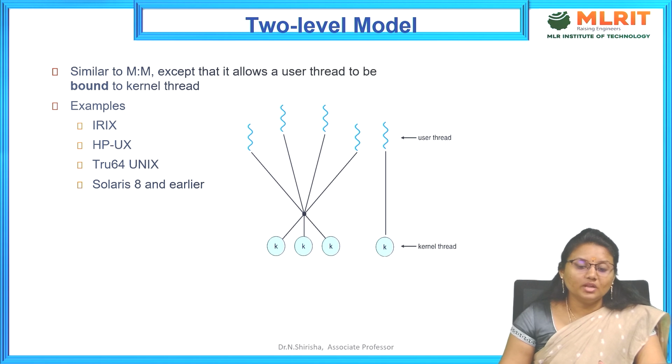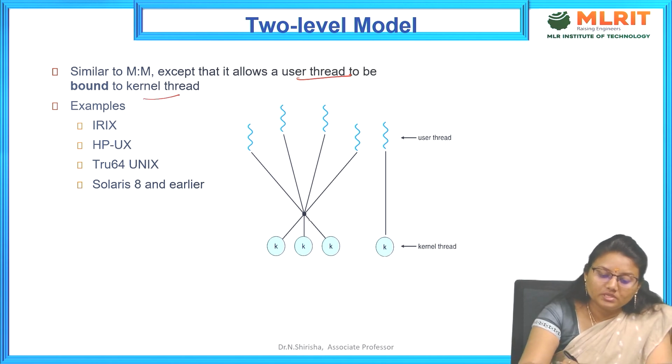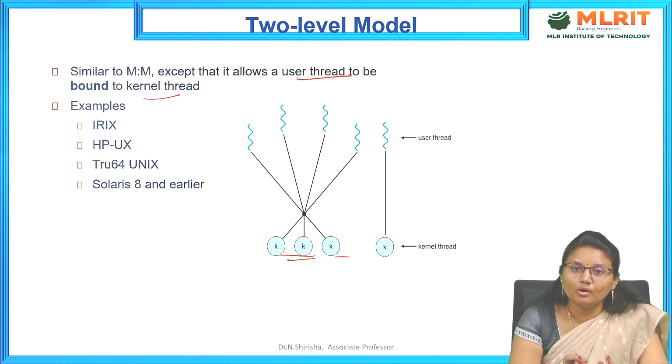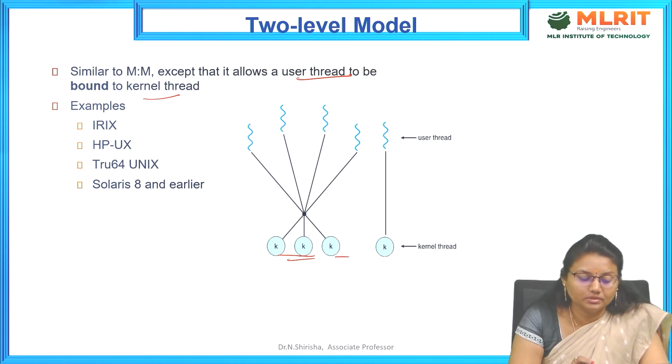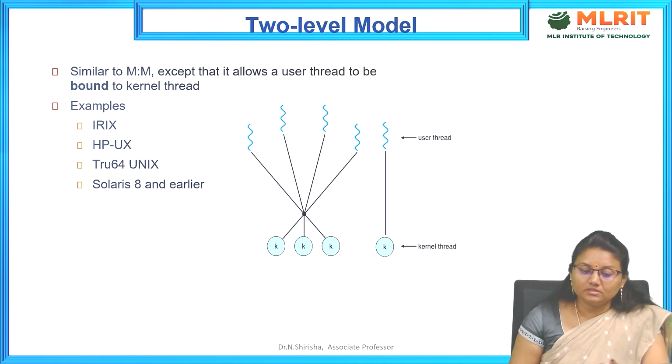And there is a two-level model, which is similar to many to many, except that it allows a user thread to be bound to a kernel thread. So all the user threads are bounded to the kernel. Bounded means there is a limit on how many user level threads should be connected to the kernel thread.